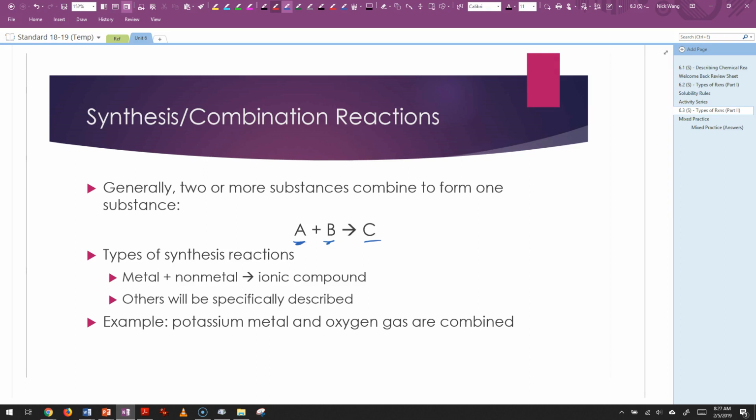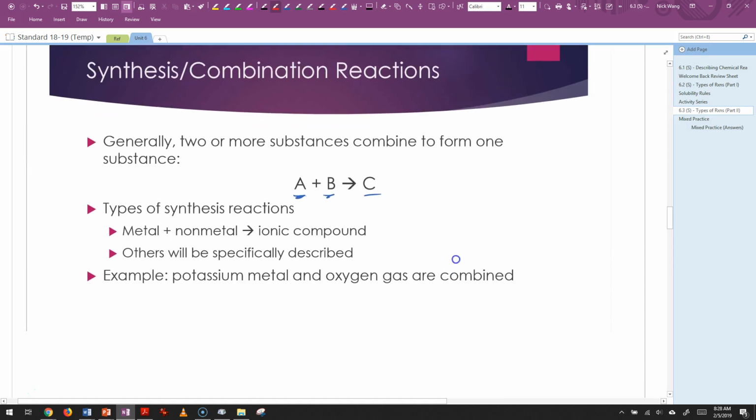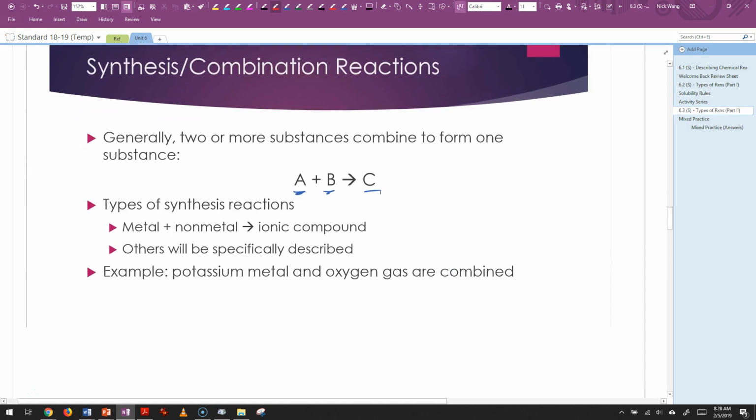There will also be other ones that exist, but those again are not going to have as much of a pattern, so you'll just be given the appropriate amount of information that you can just add the states of matter and whatnot to make it happen. So at the bottom here, an example: potassium metal and oxygen gas. These are combined. Well, again, potassium, right? That's a metal. That's one of the alkali metals. Oxygen, you should know now, is a nonmetal. So those are going to be combined.